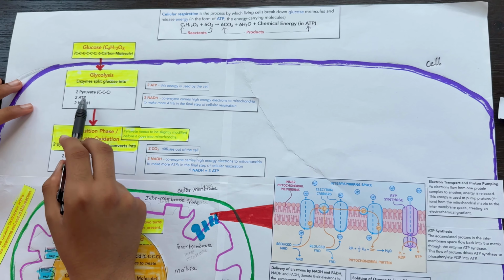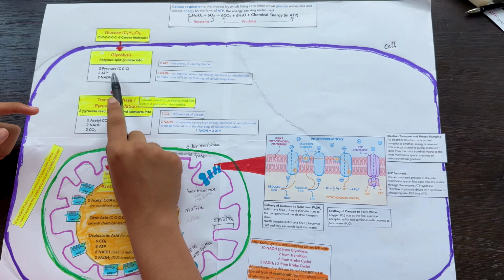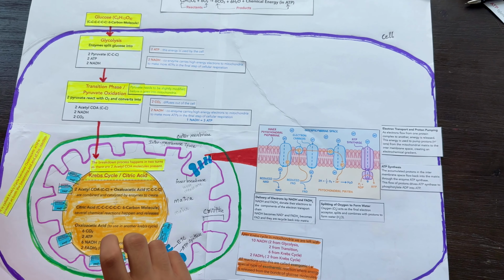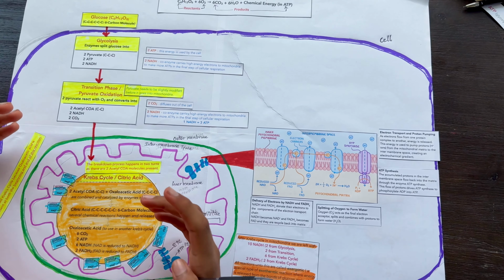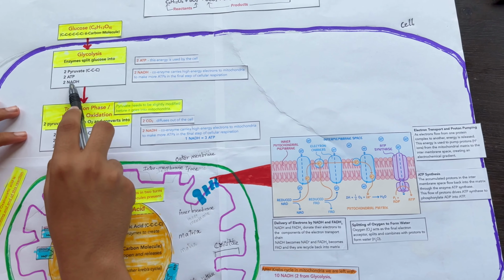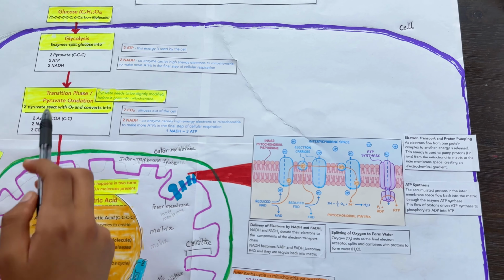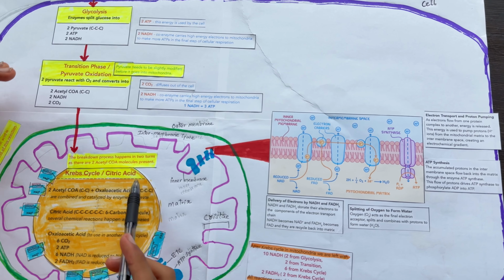Well, let's first talk about pyruvate. So pyruvate is a metabolic molecule, while NADH is a coenzyme. This coenzyme allows us to carry high energy electrons. So the 2 NADH would be able to carry electrons. Next, we move into this transition phase. This is before we enter into the Krebs cycle, or the citric acid cycle.